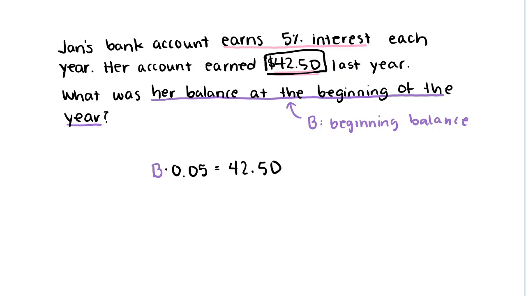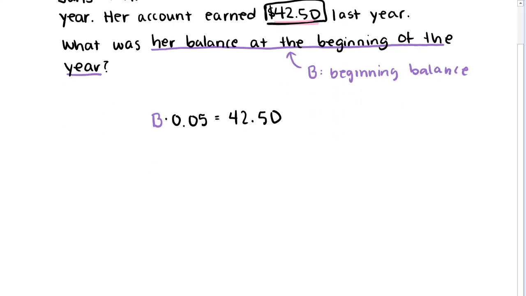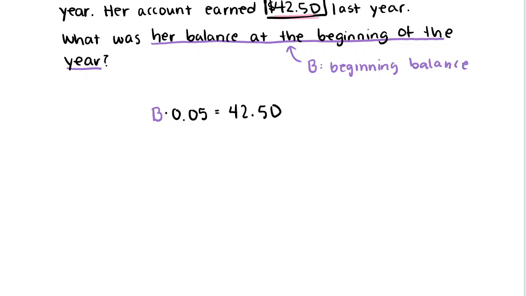And so we need to solve this equation. To figure out this value of b, we want to undo this multiplication of 0.05. Notice that if these two quantities are the same to begin with, if we divide them each by 0.05, we should still end up with the same value on the left as on the right. And so when we divide this left side by 0.05, that's going to undo the multiplication by 0.05, and we're just going to be left with b.